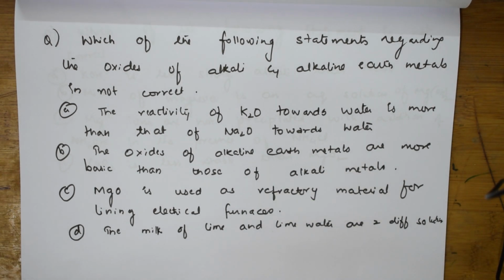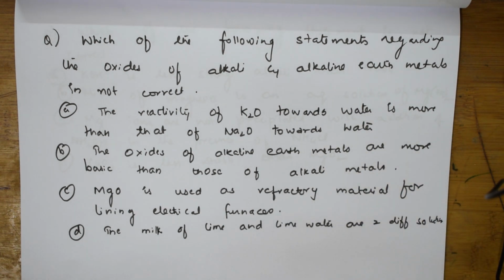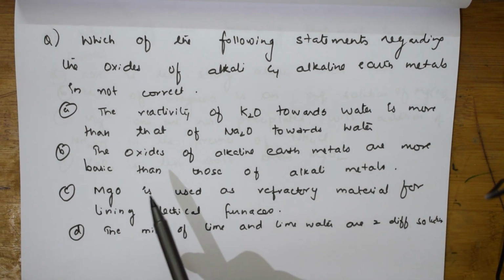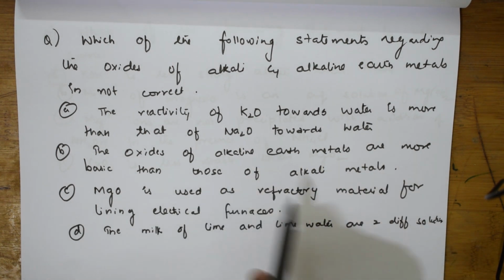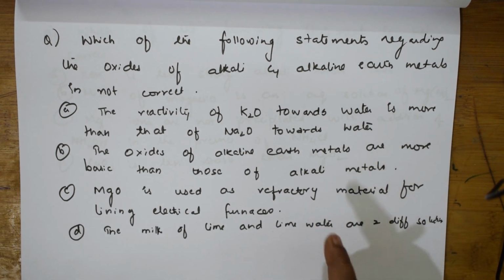Okay, right, when I told you about the oxides, I've told you the same. So the reactivity of K2O towards water is more than that of Na2O. Yes, that is obviously 100% right. Next one: the oxides of alkaline earth metals are more basic than those of alkali metals. This is wrong, isn't it? Why is this wrong? Because the oxides of alkali metals are basic, I accept that, but they're less basic than alkaline earth metals. Right, so why?